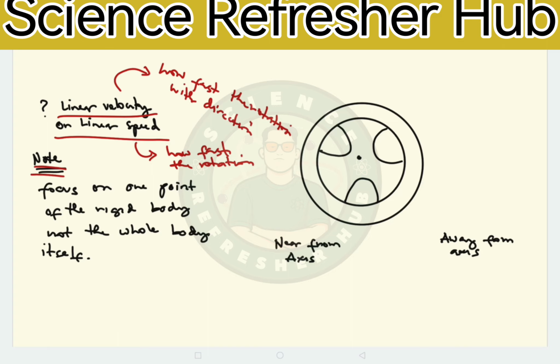Okay. And a note: focus on one point only when you are describing the linear velocity or linear speed in a rotating object. It might be confusing because it's rotating, but we're trying to observe what's going on with the linear velocity or linear speed. Just focus on one single point of that rigid body, not the whole body itself.